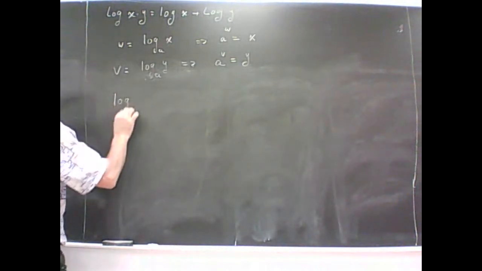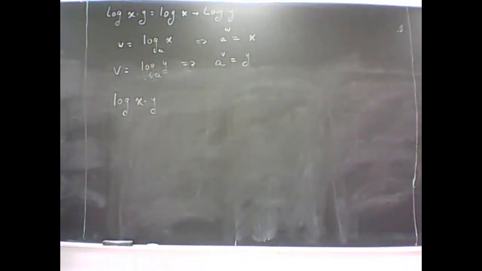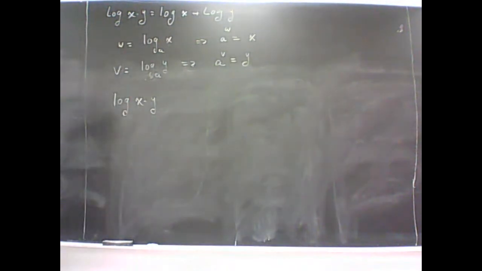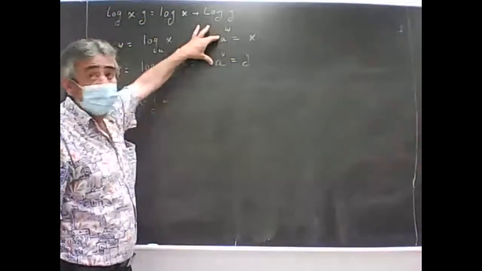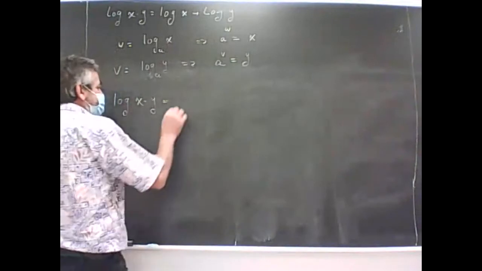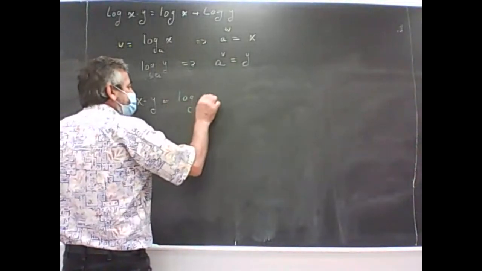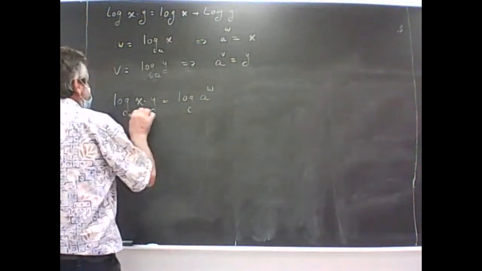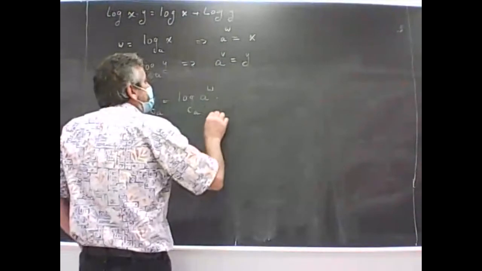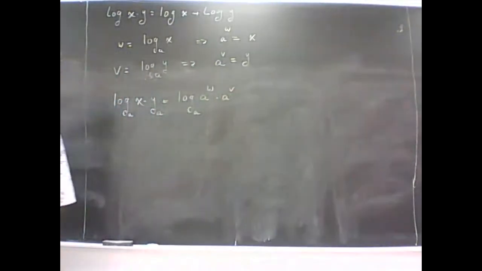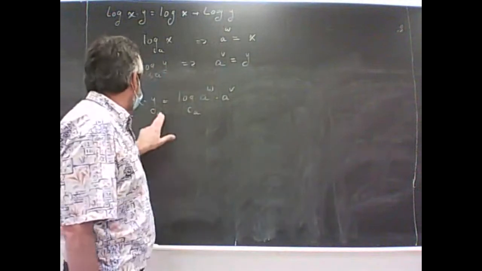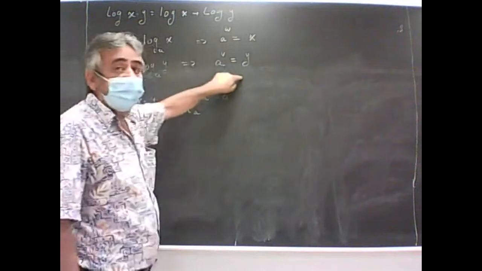Let's go from here. Let's start with log of x times y. This is the left-hand side of the equation. Let's see what that equals. I can replace x and y by the exponential terms. So I can say this is log base a of a to the power w times a to the power v. So far so good. We took x, we replaced it by a to the power w. We took y, we replaced it by a to the power v, yes?